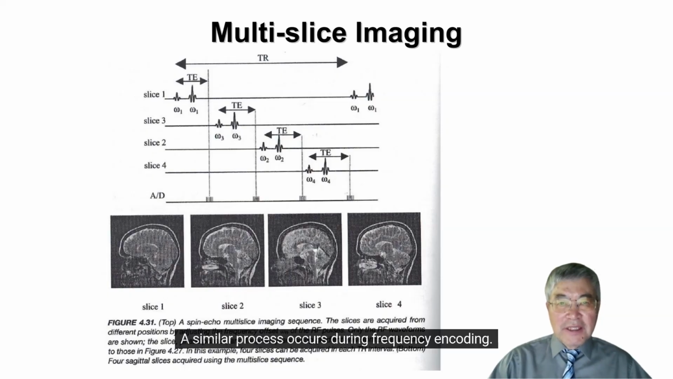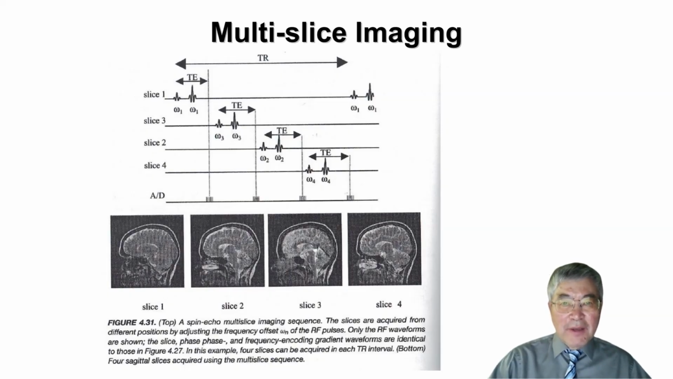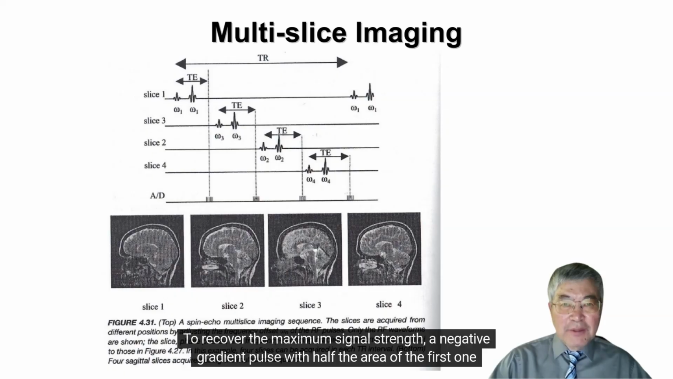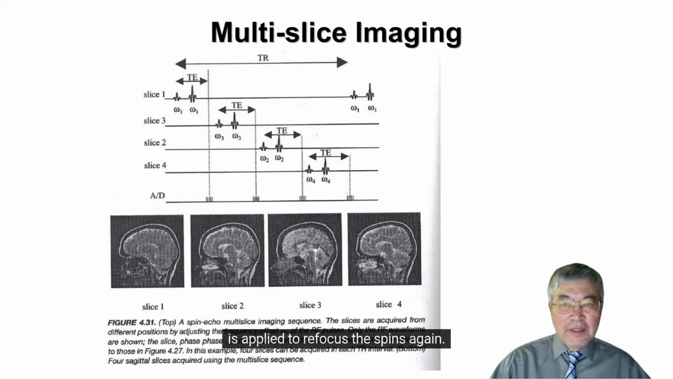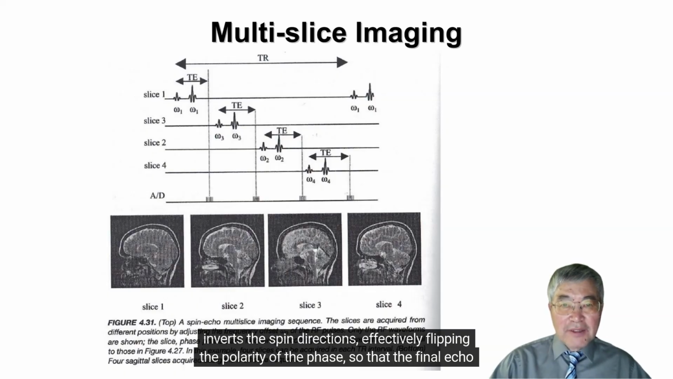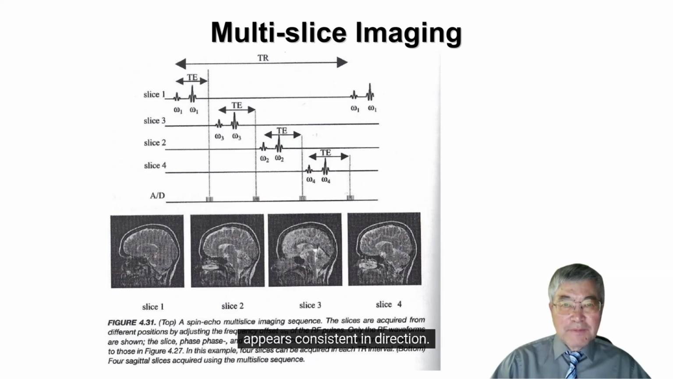A similar process occurs during frequency encoding. When the frequency encoding gradient is applied, it introduces another phase variation. To recover the maximum signal strength, a negative gradient pulse with half the area of the first one is applied to refocus the spins again. Although the polarity of the gradient may appear the same in diagrams, the 180-degree pulse inverts the spin directions, effectively flipping the polarity of the phase so that the final echo appears consistent in direction.